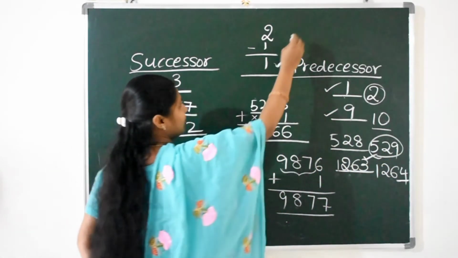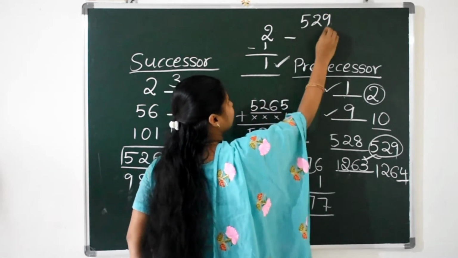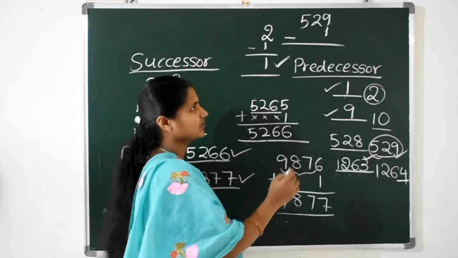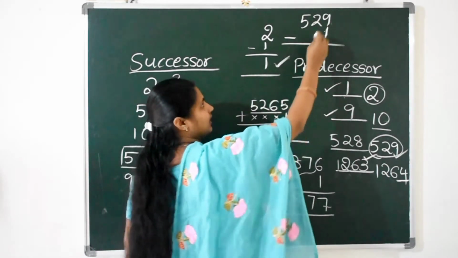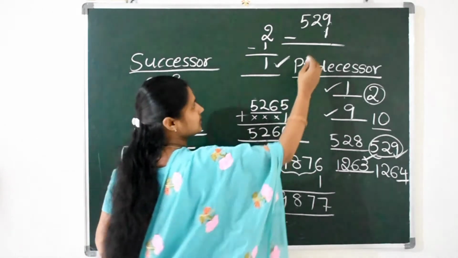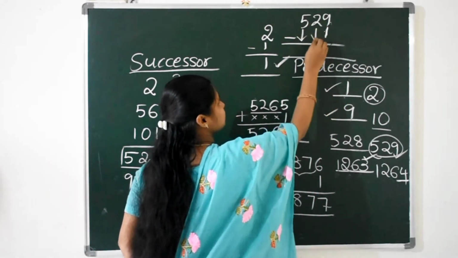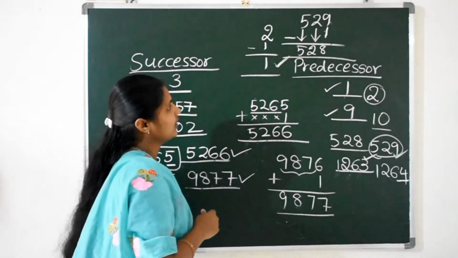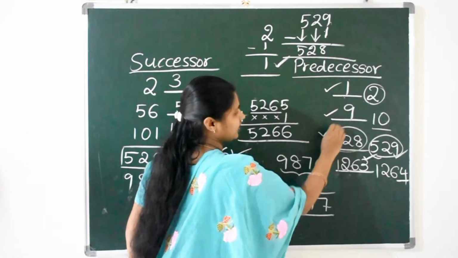Next, see the predecessor of 529. The predecessor of 529 is what? Subtract 1 from the given number. Here the given number is what? 529, right? See, I am subtracting 1 from 529. 9 minus 1 is how much? Yes, 9 minus 1 gives 8. Right? So these digits come as they are. Here no digits are there to subtract. So 528.